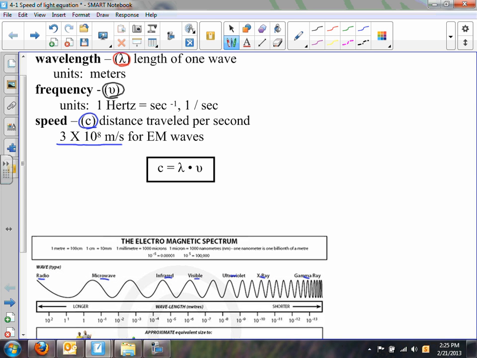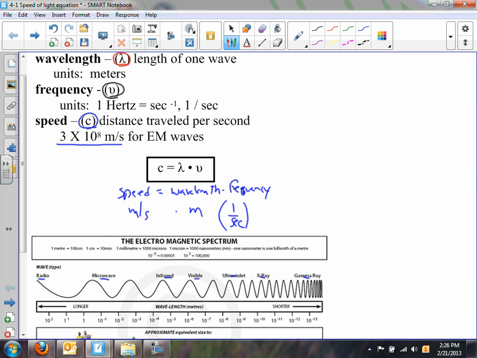Here's my equation. C stands for the speed. That's equal to wavelength times the frequency. Wavelength is measured in meters. Frequency is hertz, which is 1 over seconds. Well, if you multiply a meter times 1 over seconds, you get a meter per second.